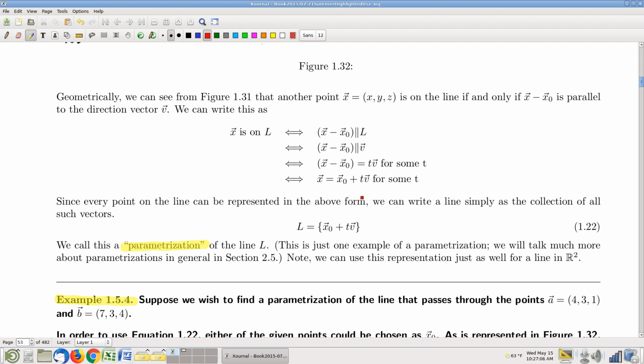By the way, I don't know what this multiple is. That t, I don't know. It's some multiple because they're parallel. And notice that tells you that this mystery point x that we're trying to decide if it is or is not on our line has to be of this form. It has to be x naught plus tv for some value of t.